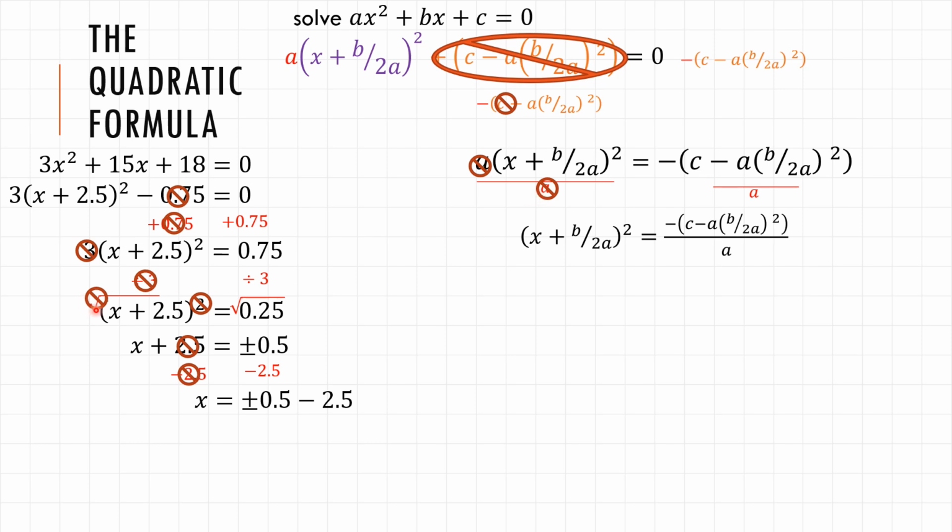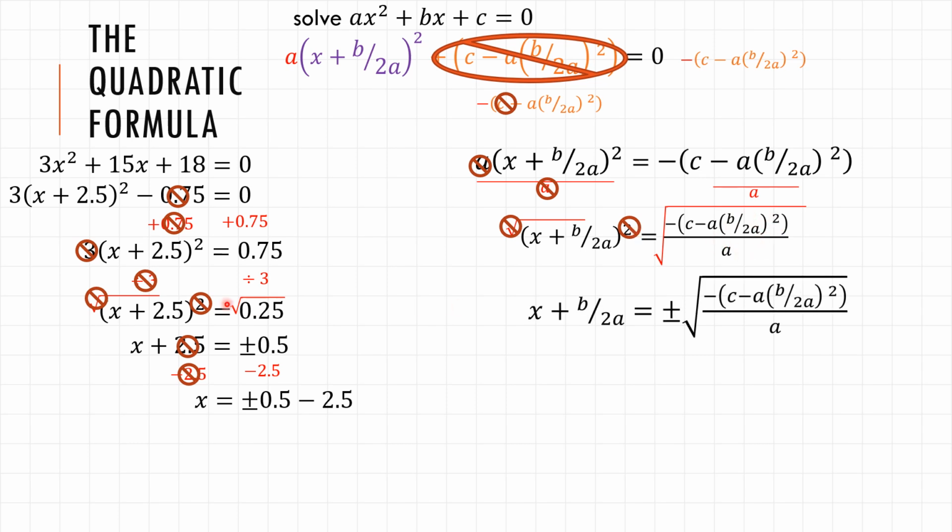My next step is I took the square root of both sides. That canceled out the square over here, and then I had to take the square root of this side. And remember, my answer ended up being a positive or a negative, so I'll write that down. And my last step was to get rid of this, and so I'll subtract b over 2a, and I'll have to do the same thing to the other side.